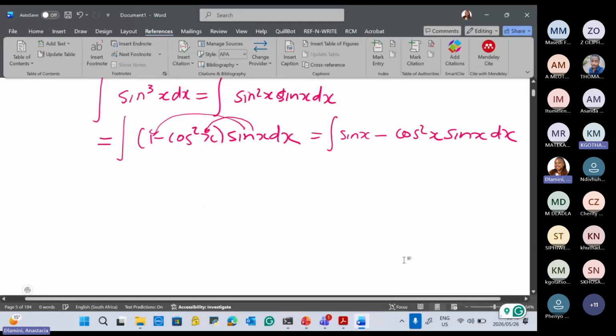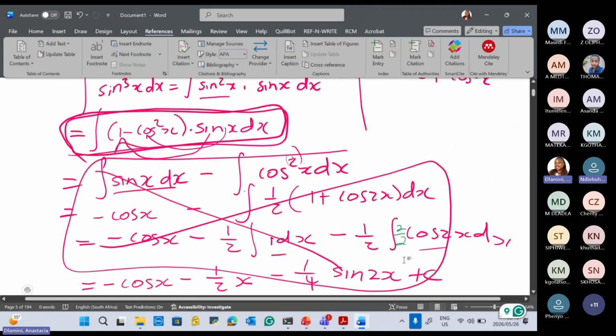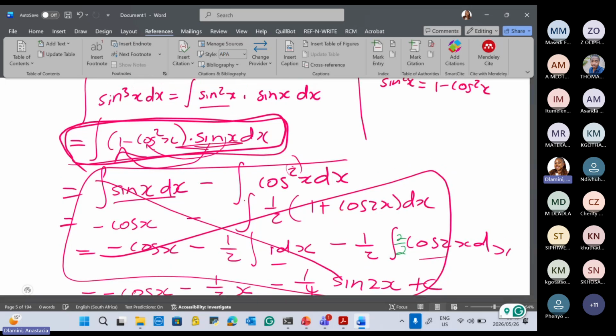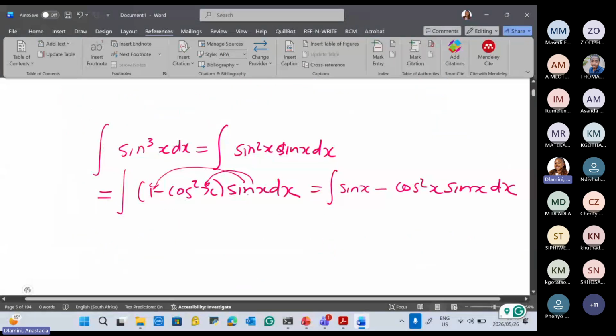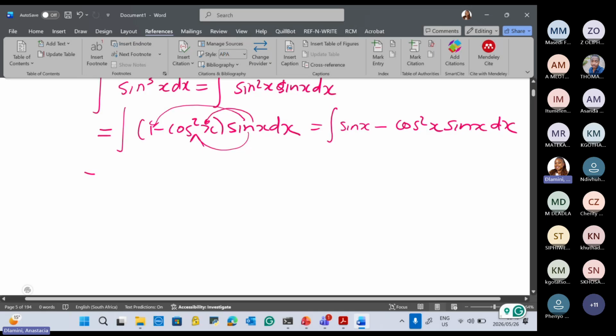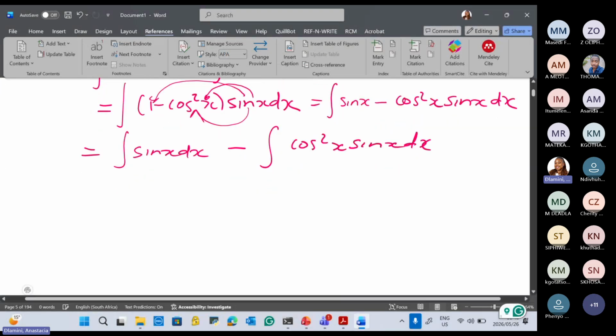So are we all on the same page? We separated it just to multiply back into it. We didn't multiply the sine back to it. We only said the integral of cos x. That's where the error was. So we didn't multiply the sine x with the cos x. So then this gives us integral of sine of x dx minus the integral of cos squared x sine of x dx. Now, can we integrate this?